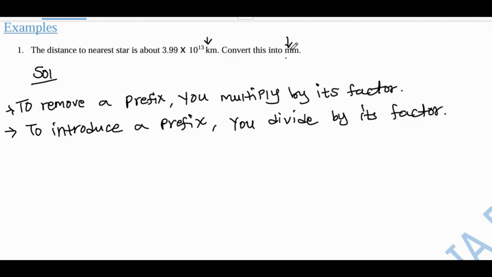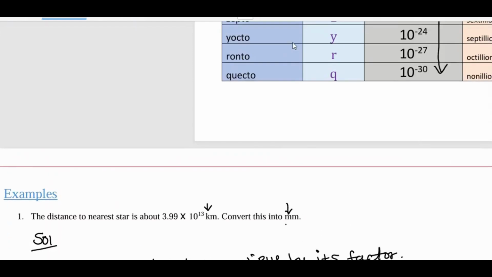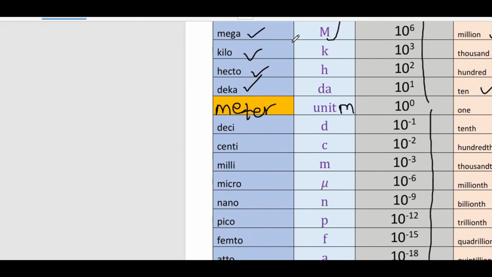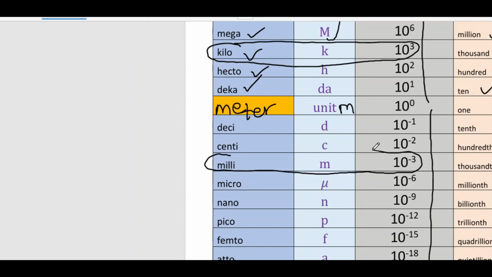Now, back to our data sheet. You remember that K is 10 to power 3, which is kilo. M is milli, which is 10 power negative 3. I'll just go back and we have to check them here. Kilo is 10 raised to power 3, and milli, which is M, which is now the new prefix that we want in our measurement, is 10 raised to power negative 3.